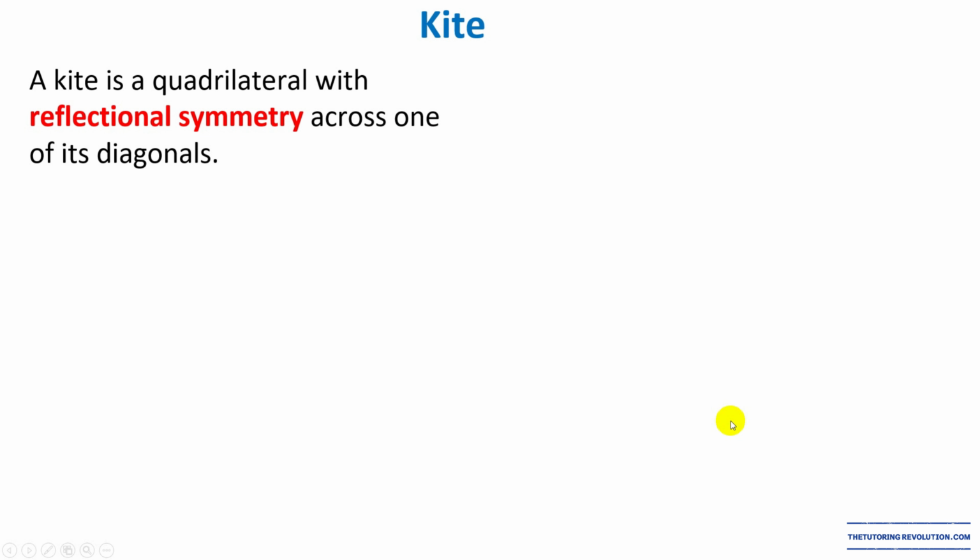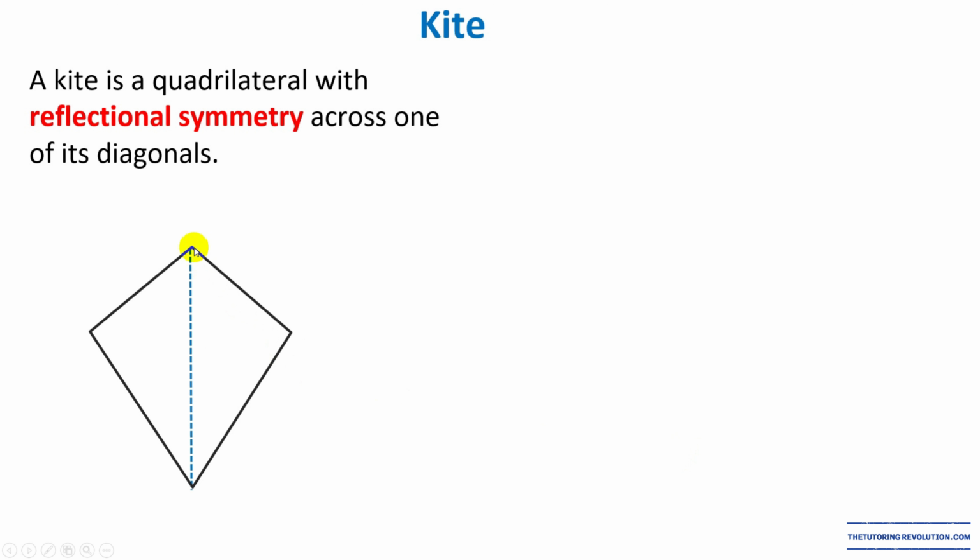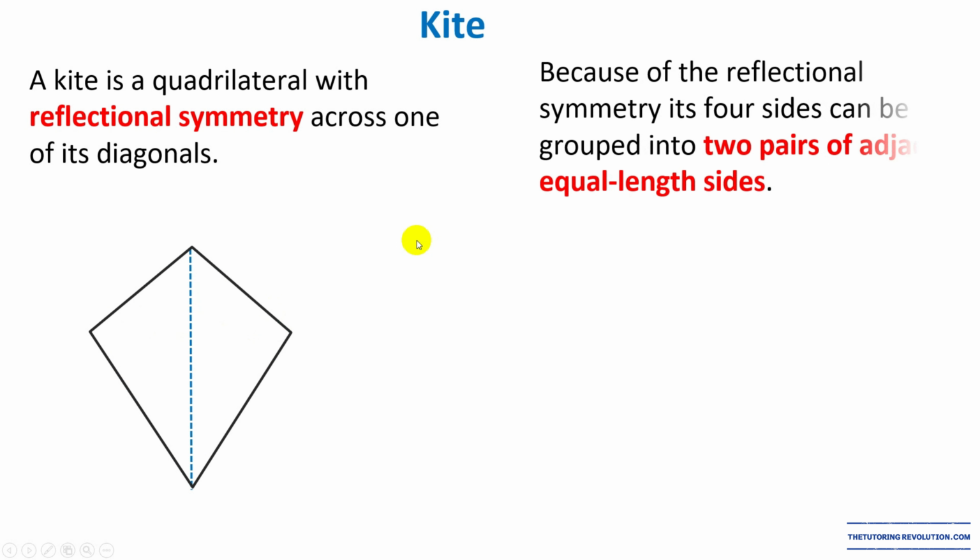Now let's talk about kites. A kite is a quadrilateral with reflectional symmetry across one of its diagonals. So right here we have a kite, and this is a kite because if we draw this diagonal, the left and the right parts will be mirror images of each other. Because of the reflectional symmetry, its four sides can be grouped into two pairs of adjacent equal length sides.